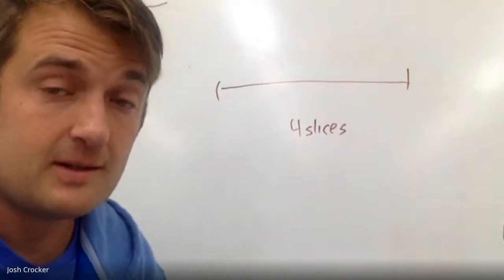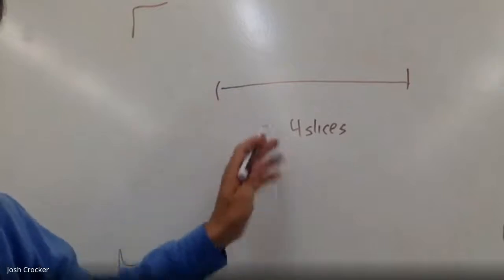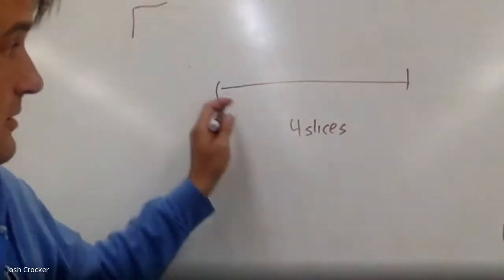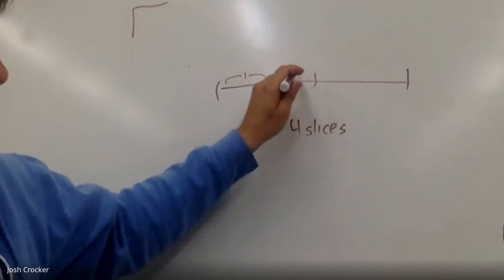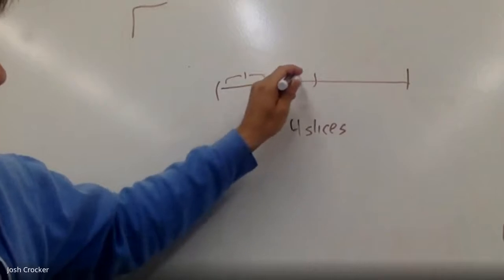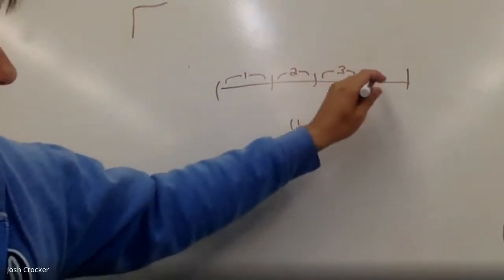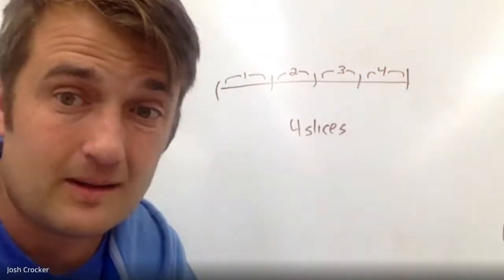We can do this the start to finish way. Now I'm going to make four pieces, so I'm just going to kind of eyeball. That's one piece, two pieces, three pieces, four pieces, and that's fine. There's nothing wrong with that.